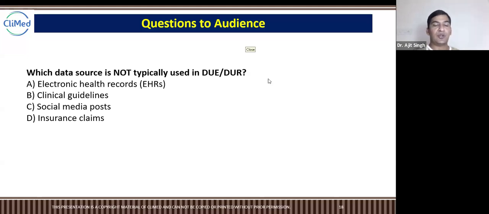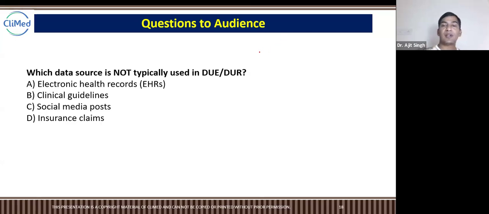Now let me tell you, this is a very fantastic slide for the data collection. This is one of the steps in the DUR methodology, data collection, data sources from where you can collect the data for drug utilization review.